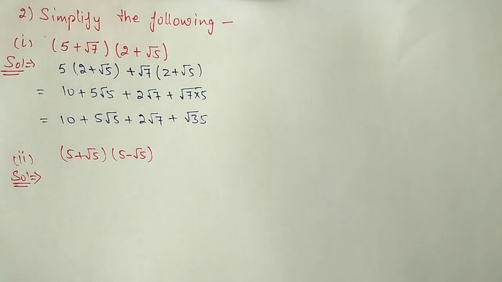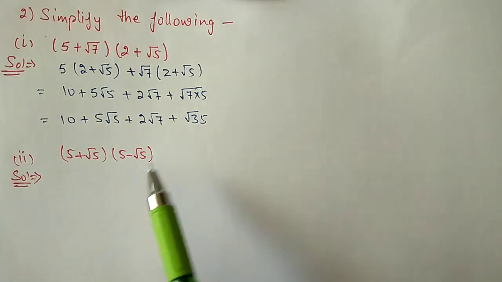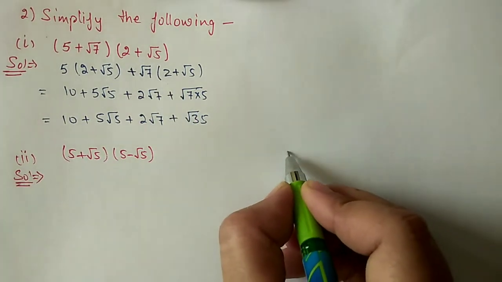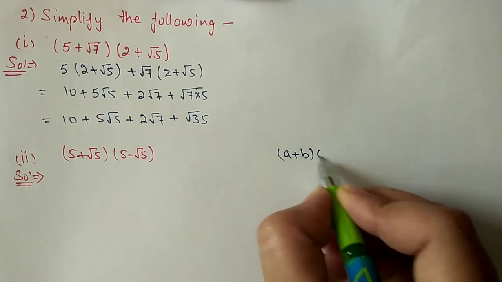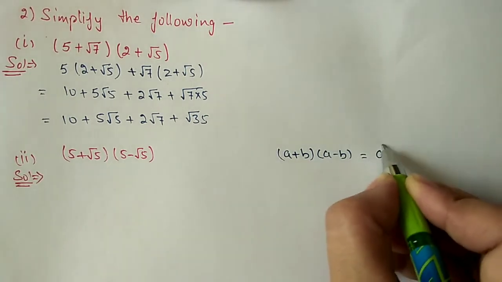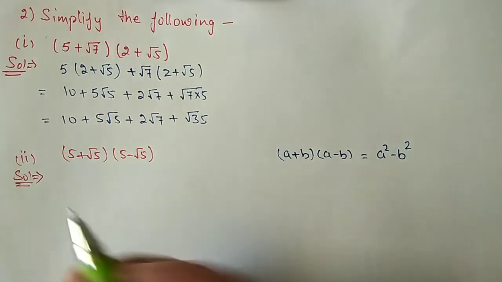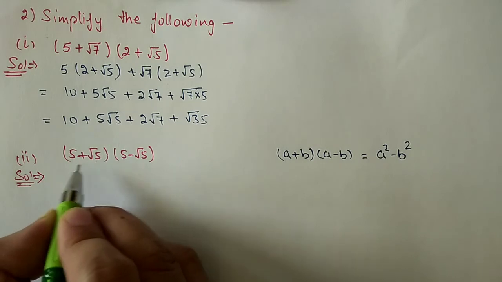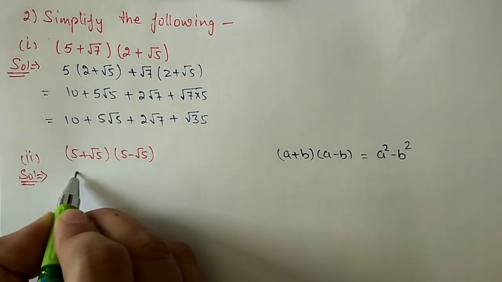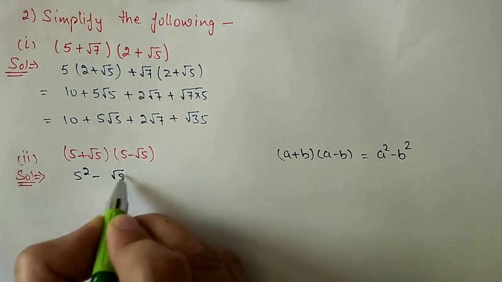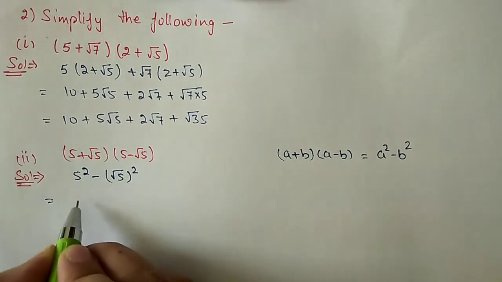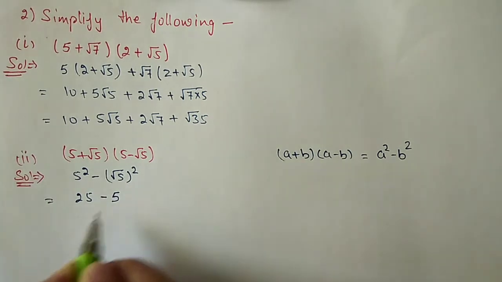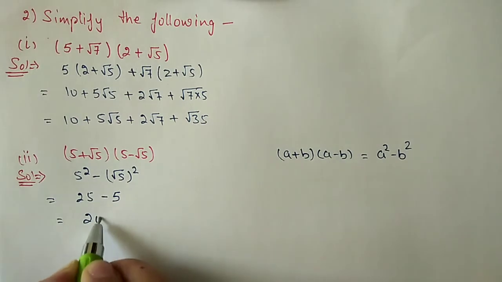Second part, 5 plus root 5, another bracket is 5 minus root 5. You can do the multiplication in the same way, or you can use the identity also. We know a plus b into a minus b is equal to a square minus b square. So this identity we can use here. In place of a we have 5, in place of b we have root 5. So this will be equal to 5 square minus root 5 square. 5 square is 25 and root 5 square means root 5 into root 5, which is equal to 5. So 25 minus 5 is equal to 20.